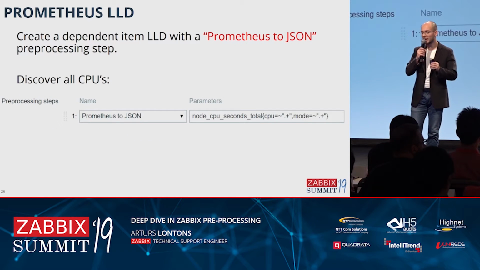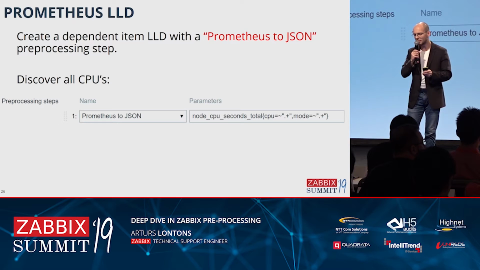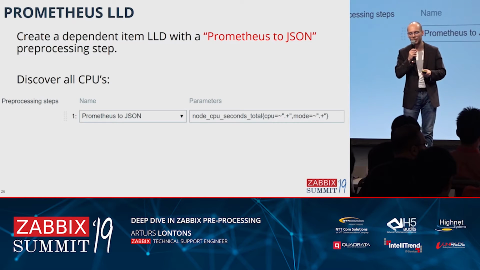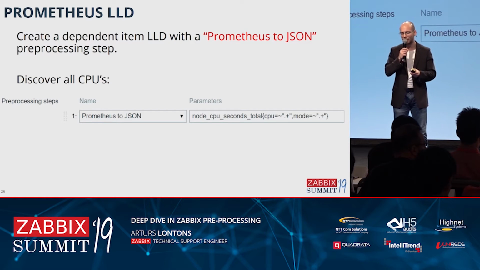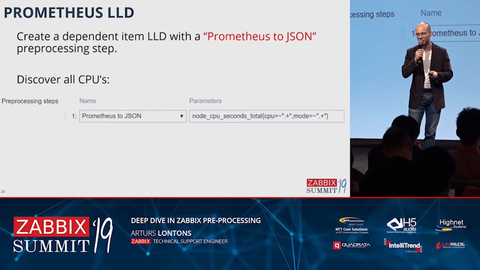But even more elegant is the fact that we can use Prometheus with LLD. We transform Prometheus to JSON, and then we use LLD. So over here below, I have an example. I have a Prometheus to JSON preprocessing rule. And what I'm grabbing is all of the time spent on a specific CPU node in a specific mode for all modes for all of the CPUs.